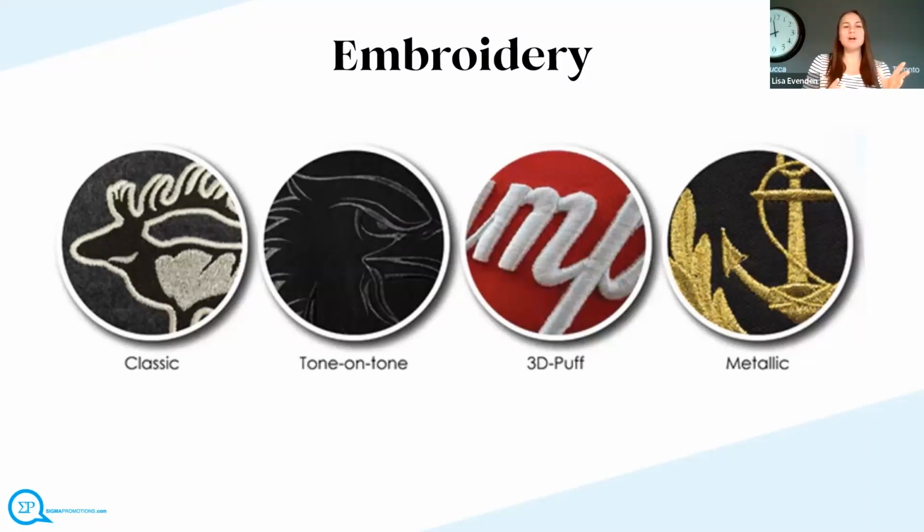So of course we have our classic embroidery, which is threads that are sewn into the garment. Your logo is basically sewn into the garment. And it's a great classic look. We can do usually multiple colors. And that's a classic. We can do tone on tone as well, because the threads are inherently above the garment. It makes a really cool tone on tone look. So you're still able to obviously see that there's a logo there, but it's much more subtle.